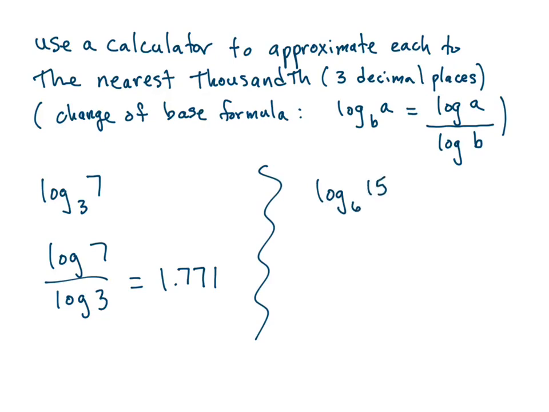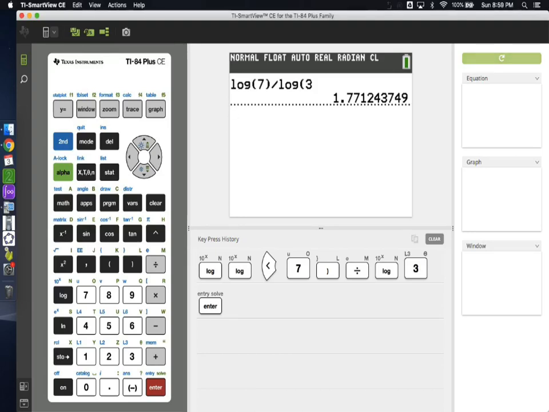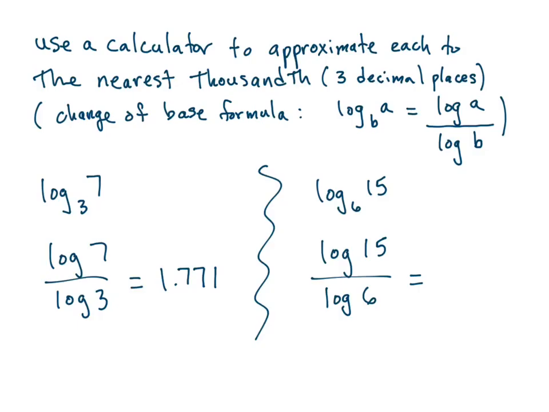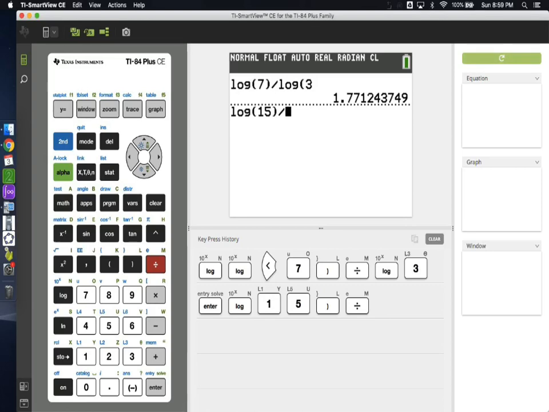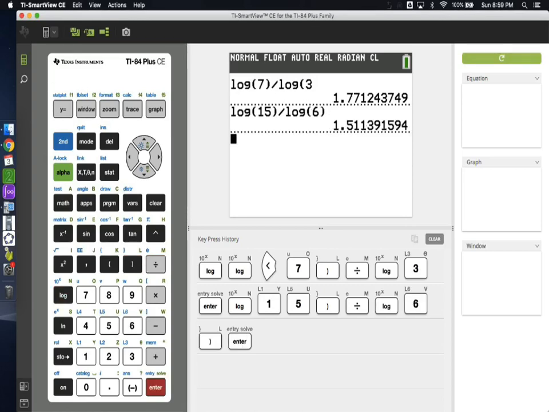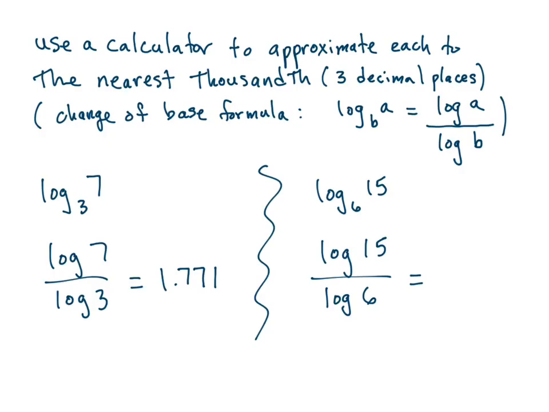One more example of this, log base 6 of 15. I'll use the change of base formula. I always think the base goes on the bottom, so it would be log of 15 divided by log of 6. And once again, just throw that on your calculator. So we're going to go log of 15. Make sure you close that parenthesis out, and then divide this by log of 6. And so I get 1.511 for this one.